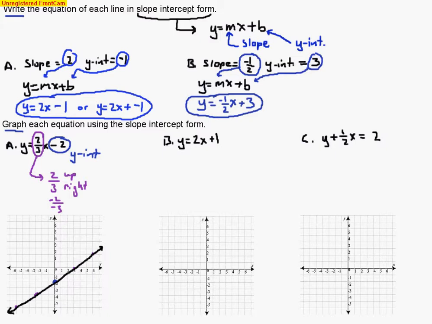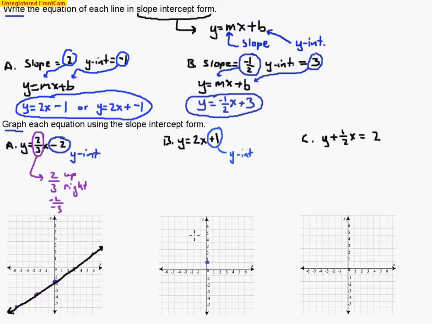So let's take a look at the next one here. We've got a new equation, y equals 2x plus 1. Well, remember, just as we did over here, we substitute the y-intercept in for b. So this 1 represents our y-intercept. So we're going to take that y-intercept and we're going to plot that point.